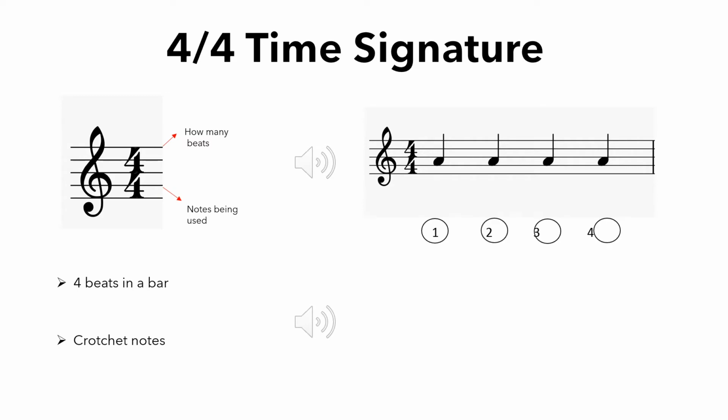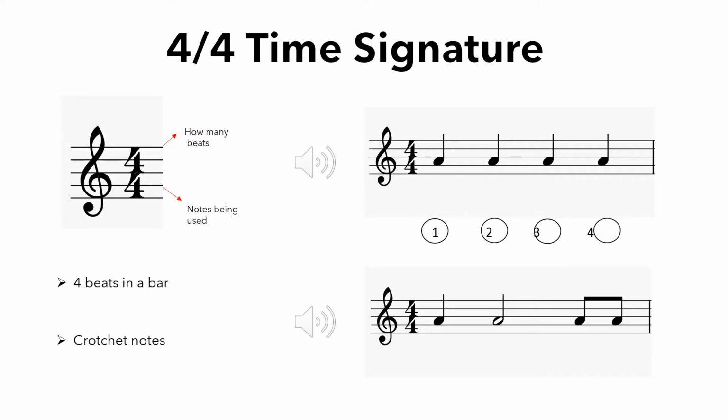We don't have to just use crotchet notes in the bar. As long as it adds up to 4 crotchets, which is a total of 4 beats, then you can use any notes. Here is an example. These notes all add up to 4 beats, as a crotchet is worth 1 beat, a minim is worth 2 beats, and 2 quavers are worth 1 beat. So let's count along.